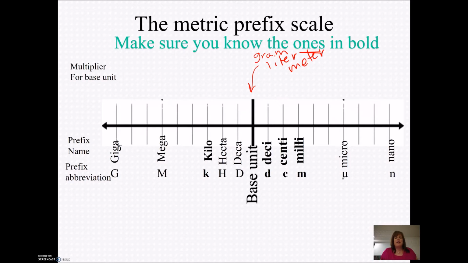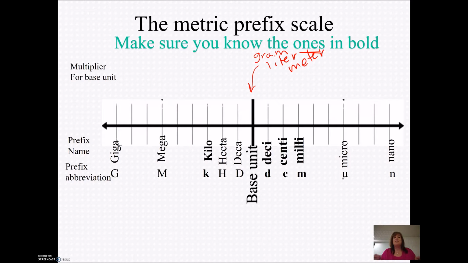Now, the abbreviations we typically use when we're doing these. So if you see something that's kg, right, that's kilogram. Or if you see a capital D with a little m, that's decameter. Or a little d with an m, decimeter. So make sure you know the abbreviations.